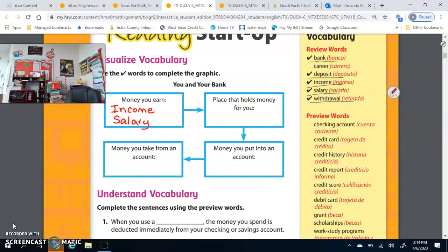Second box, a place that holds money for you. We're not talking about under your mattress at home. The place would be the bank. And you see the Spanish version off to the side of each of these words, so that should help you with translation. Money you put into an account, that would be a deposit that you make. You deposit your money, you put money into your account. And then, of course, money you take from an account, we've learned this before, is a withdrawal. You're taking money out of your bank account.